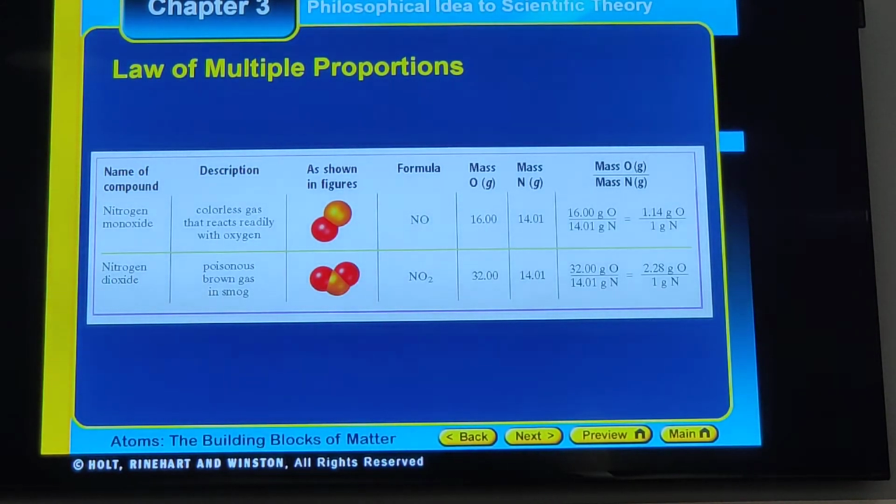So the ratio of nitrogen to oxygen in both of those, the top one is 16 to 14, the other one is 32 to 14. So the ratio of the masses of oxygen is 1 to 2 in that one.